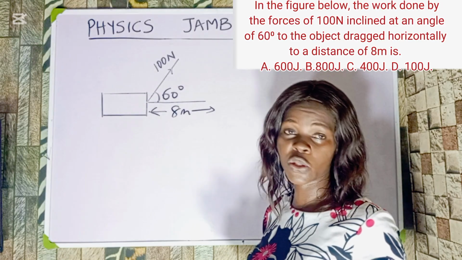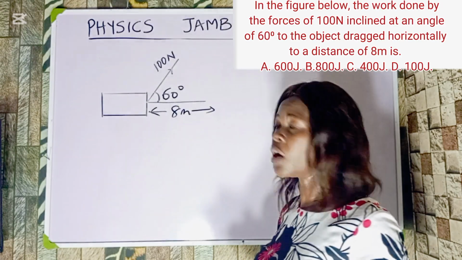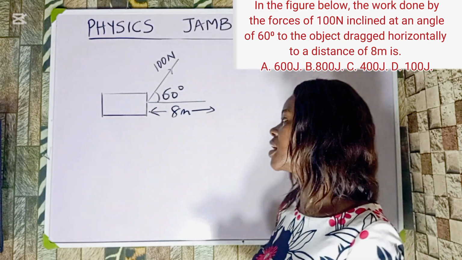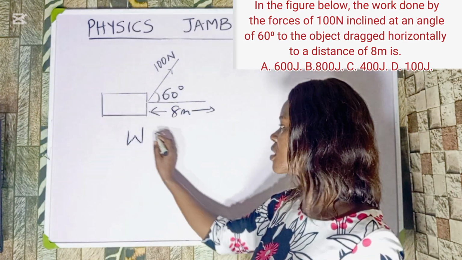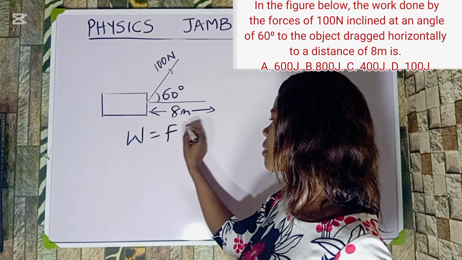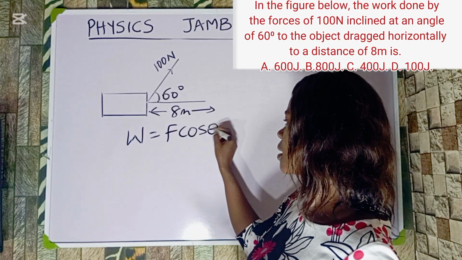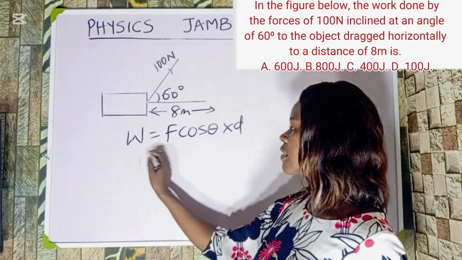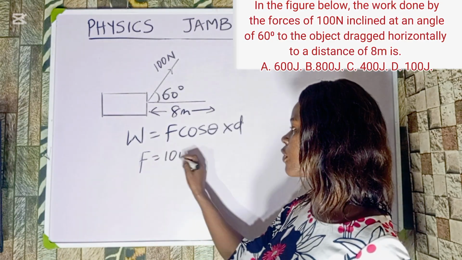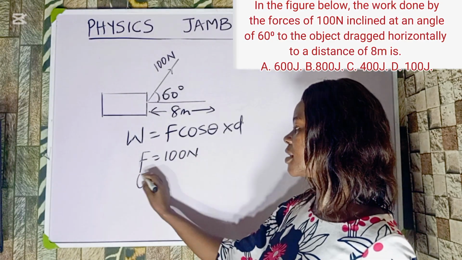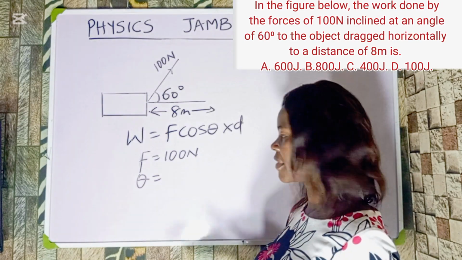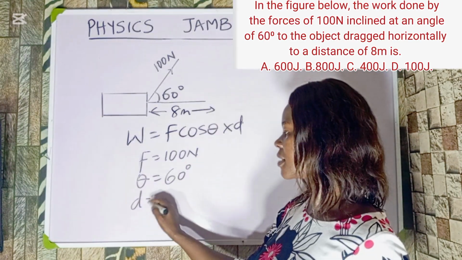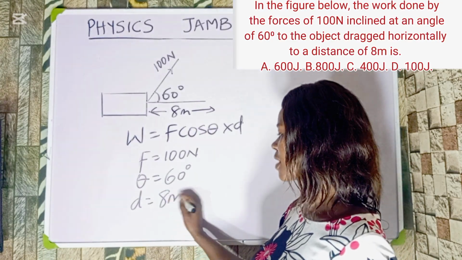So since you're dealing with the horizontal component of this vector, and for work to be done, we must respect the angle because it is inclined. Okay, so the work done is equal to F cos theta times distance. Now from the question, the force is given as 100 Newton, then theta is given as 60 degrees, and the distance is given as 8 meters.